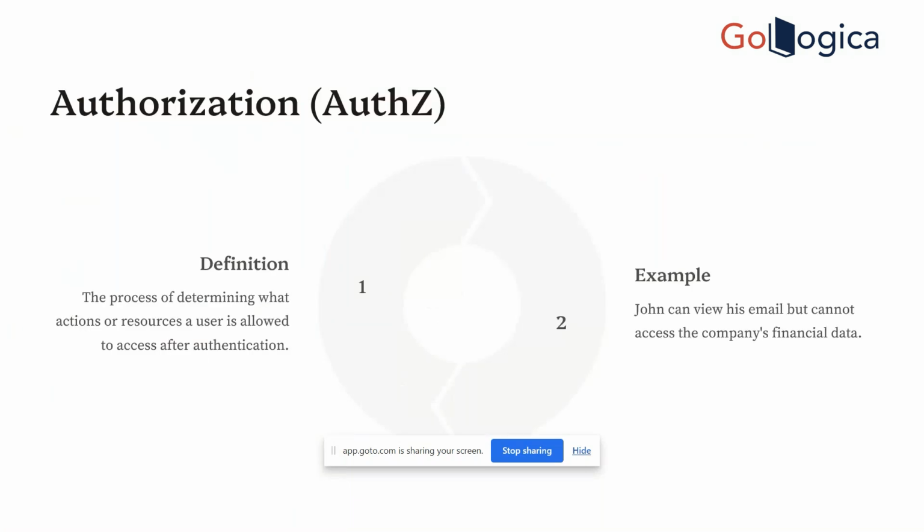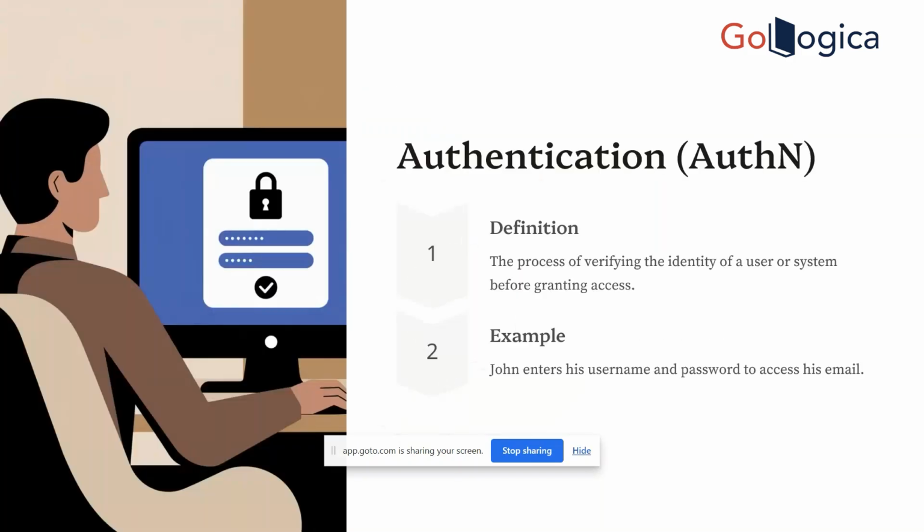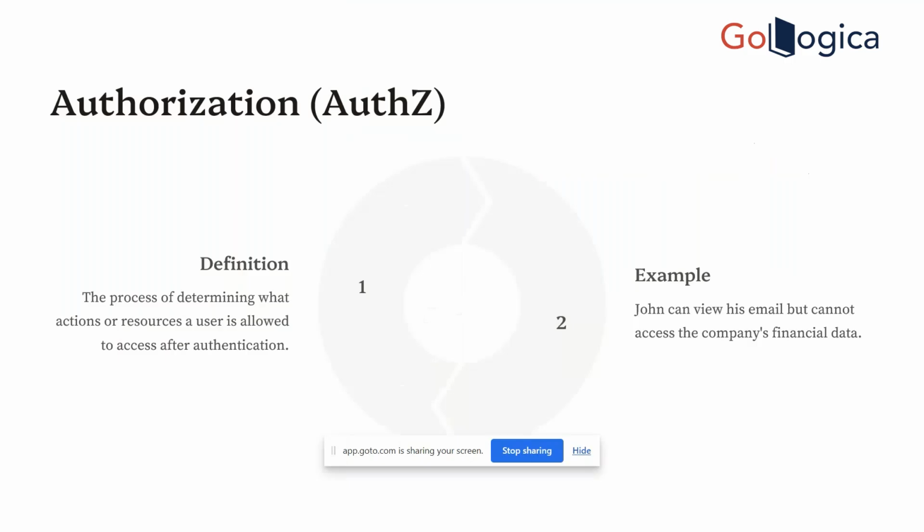Now the second terminology comes at the third, that is authorization. Authentication we already know, like a person who is entering his username and password and verifying himself for his email address or getting access to his email ID. So that is the inbox. So that's becoming an authentication. Now authorization. Authorization basically defines the process of determining what action or resources a user is allowed. Okay. The process of determining what action or resources a user is allowed.